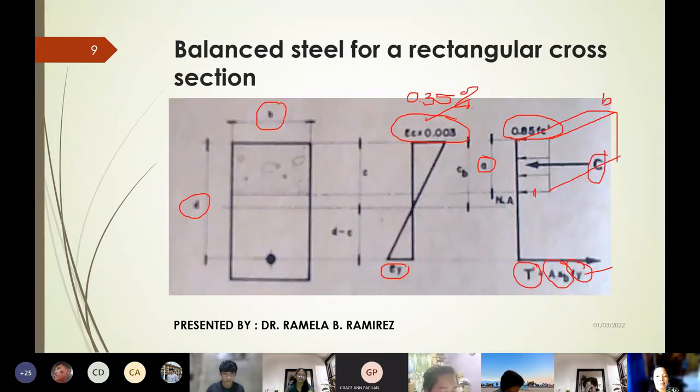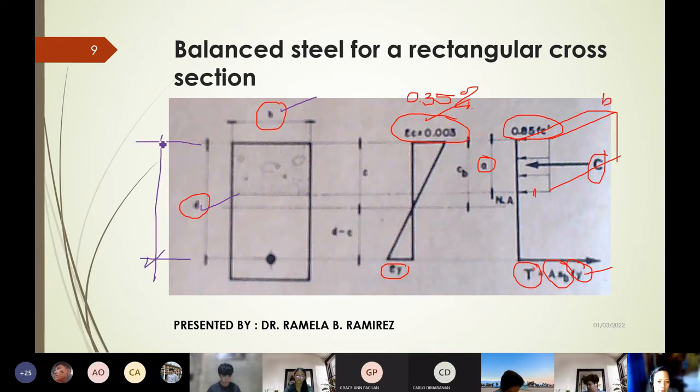So what happens in steel for a rectangular cross section such as this one? If you would notice here, we have a rectangular beam. Ito yung width ng beam natin. This is the effective depth. I would also reiterate, we are designing based on the effective depth.